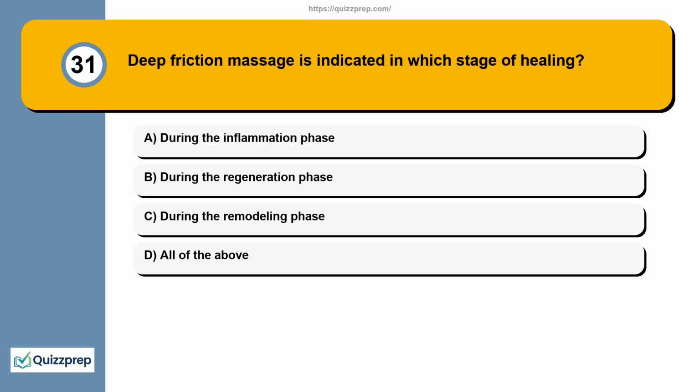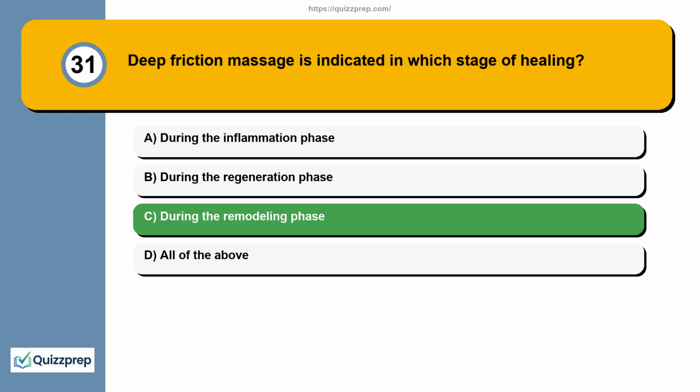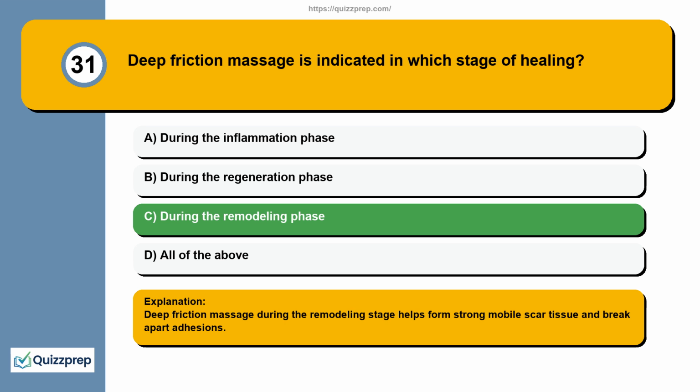Question 31. Deep friction massage is indicated in which stage of healing? During the inflammation phase, during the regeneration phase, during the remodeling phase, all of the above. Deep friction massage during the remodeling stage helps form strong mobile scar tissue and break apart adhesions.